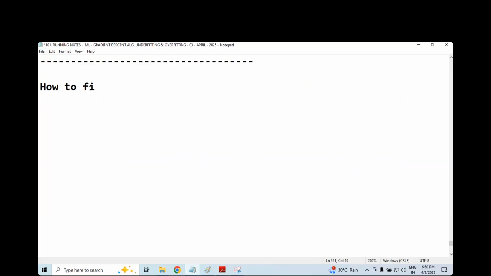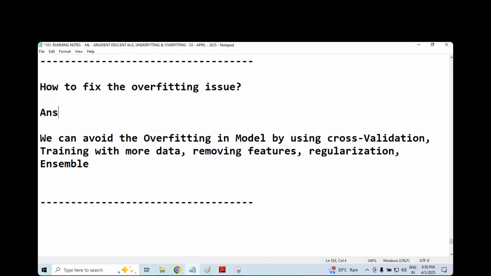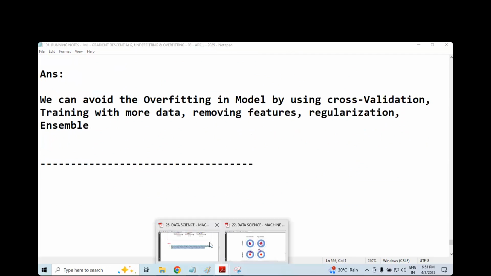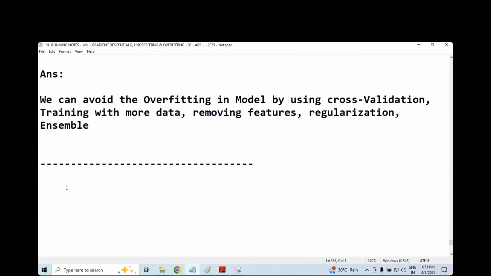How to fix the overfitting issue, this is the answer actually. Make a note on this. Cool then. This I will continue tomorrow.